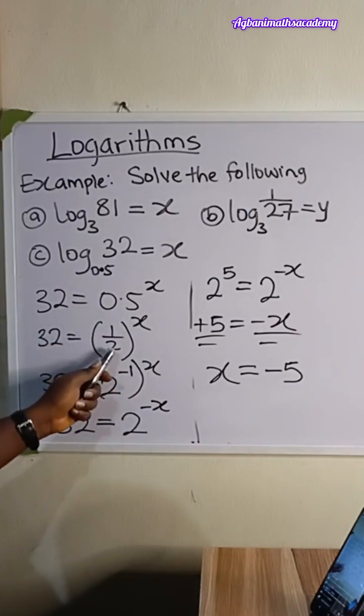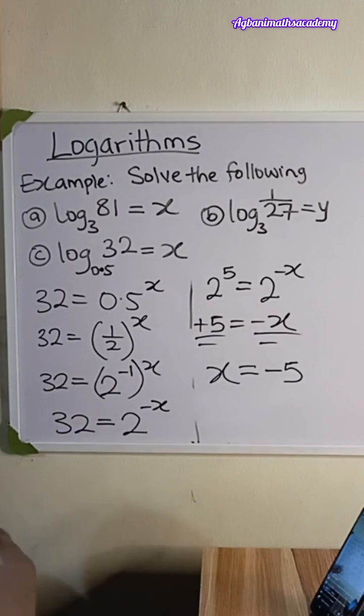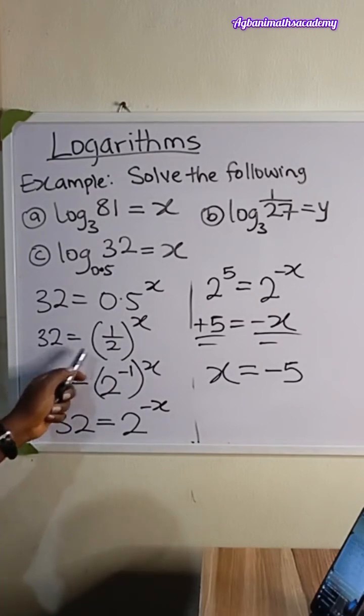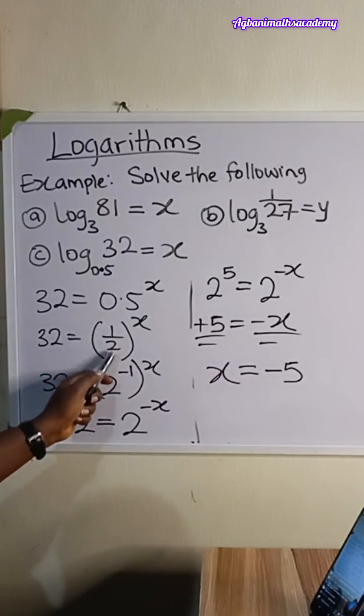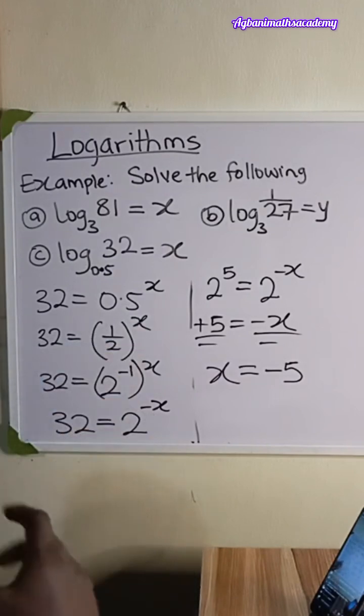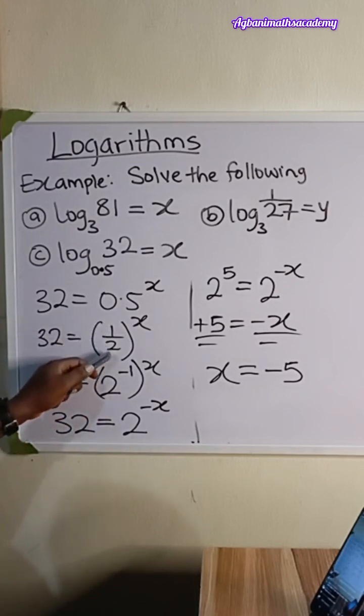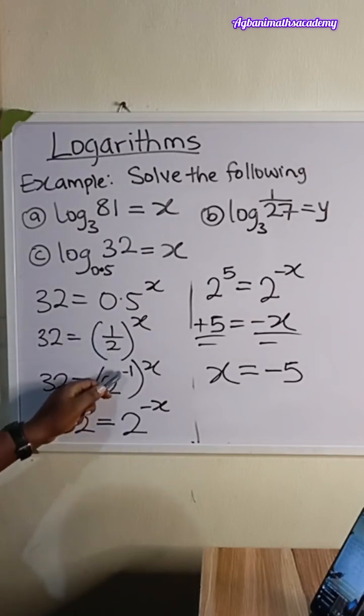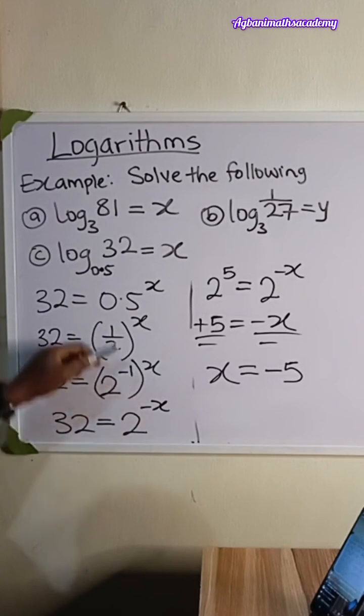0.5 is the same thing as 1 over 2. So we converted from decimal form to fraction. So now we have 32 is equal to 1 over 2 to the power of x. But from what we've learned earlier in indices, 1 over any number is the same thing as that number to the power of minus 1. So this and this, they are the same.